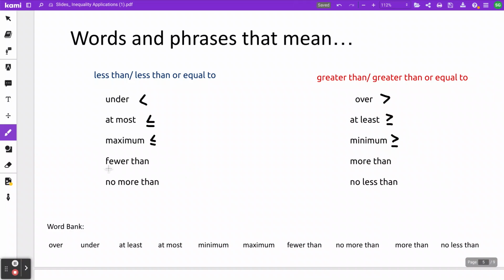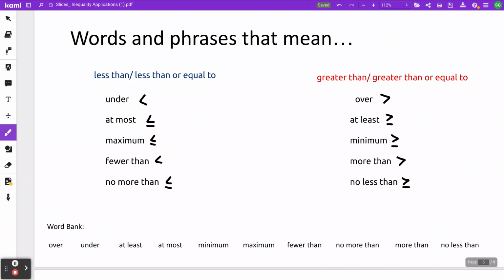Fewer than, that word few or fewer means the same thing as less. So fewer than just means less than, similar to more than. It's just another way to say greater than. And then no more than and no less than are saying it's not that. So if it's not more than, that means it could be less than or it could be equal to. It can be anything but more than or greater than. No less than means it can be anything but less than. So it could be greater than, it could be equal to, it just can't be less than.